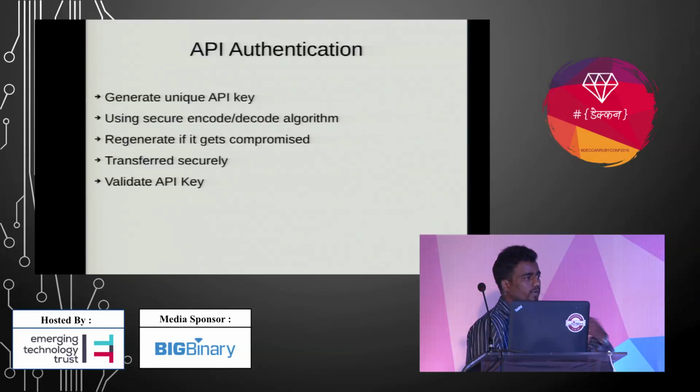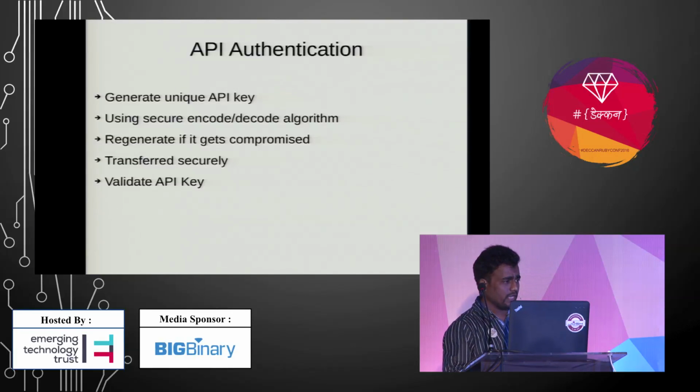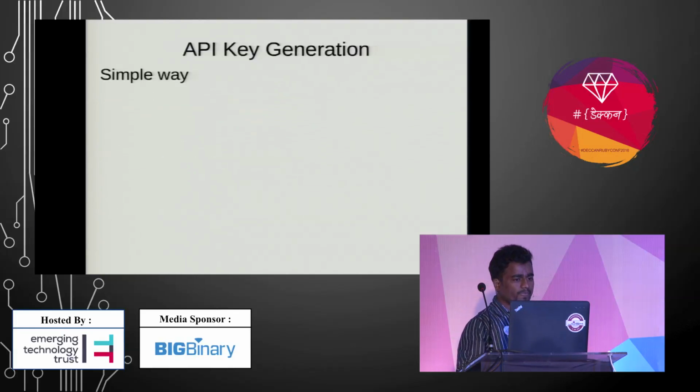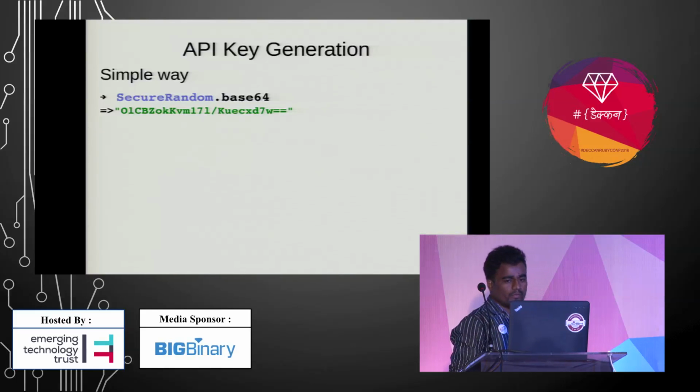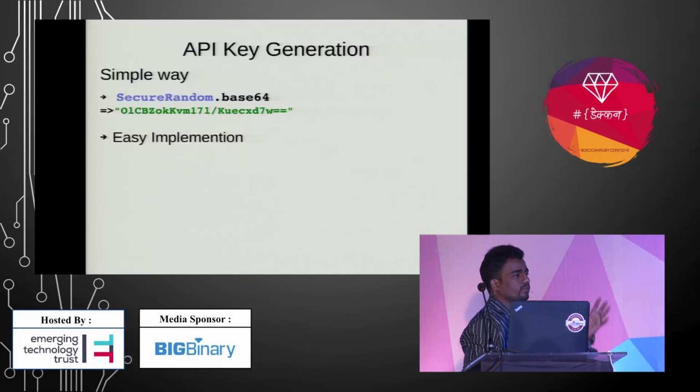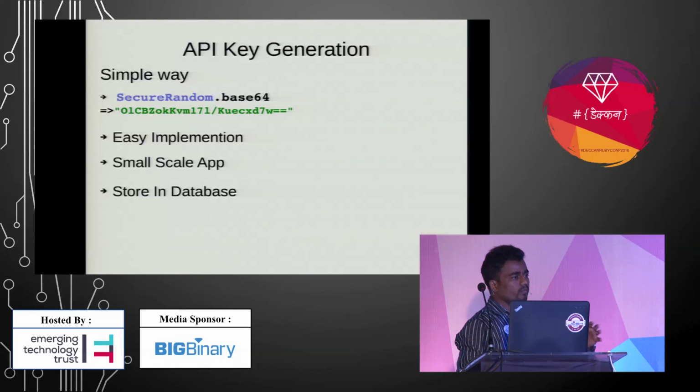And that provided or encoded API key should be validated on each API call. So let's see how to generate a key. In a simple way, many Rails developers opt for this way using the SecureRandom Ruby module, because it is easy to implement and recommended for small scale applications, and you might want to store this in the database as it is not a computed token.